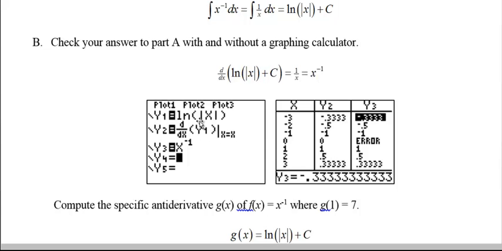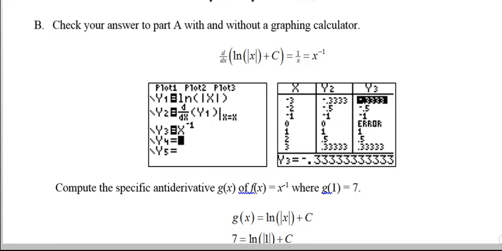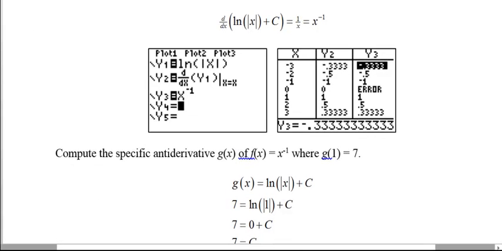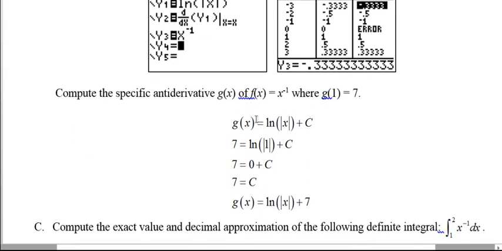Now if we want a specific antiderivative, let's say the specific antiderivative is g of x, where the function f of x is x to the negative 1, and we know that g of 1 is 7, well, we know that all the possibilities of g of x for antiderivatives look like g of x equals log of absolute value of x plus c, what we just figured out. But now, since we know an ordered pair on there, that's called an initial condition, we can solve for the missing c.